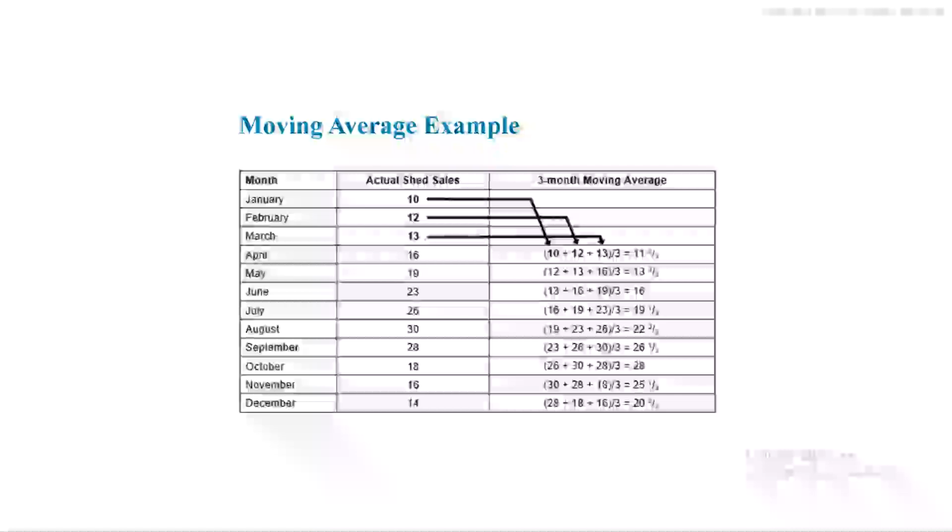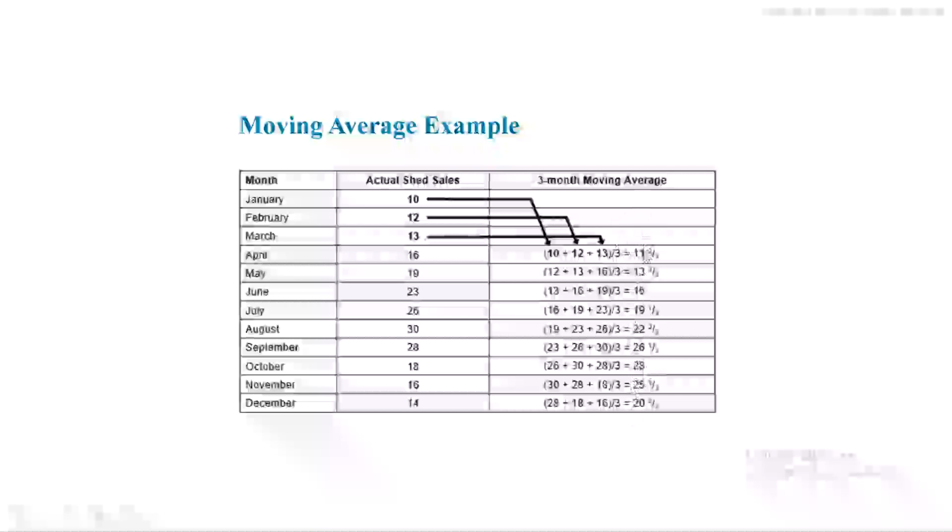And again, we will keep 12, 13 and 16. We will keep 10, 12 and 13 here, then we will leave the first one, and then 12, 13 and 16. The same way we will go down. So these are the forecasts, 3-month forecasting.